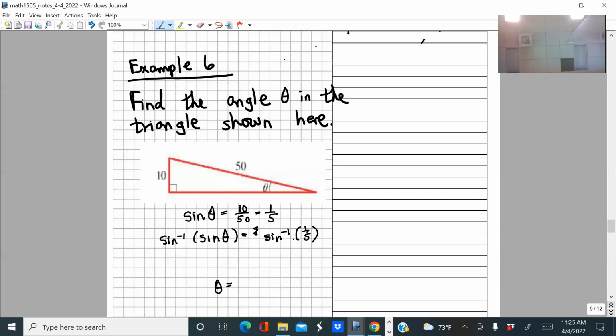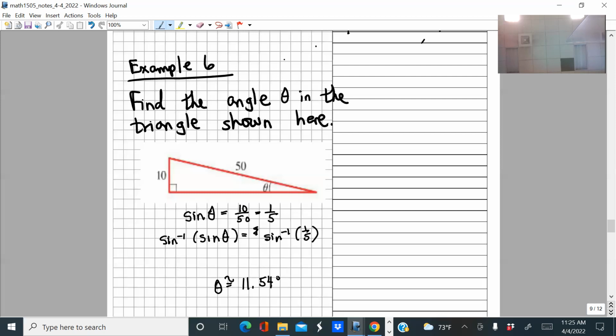What does the calculator say? This doesn't say degrees or radians, so I guess you can give me either one. 11.5? Yeah, about 11.5. So if we round off to a couple of decimal places, it's 11.54. This is in degrees. So there it is in the picture: theta is 11.54 degrees.